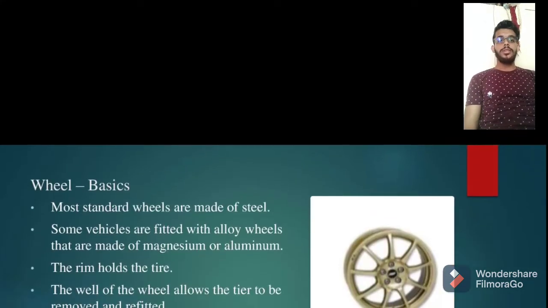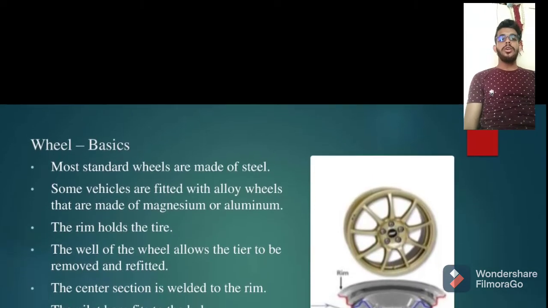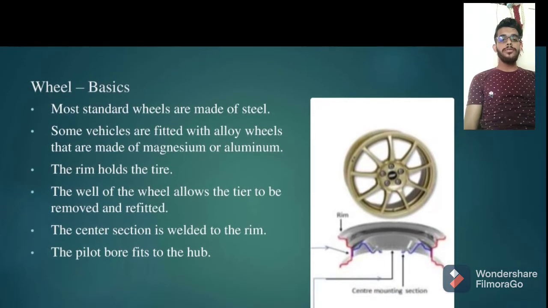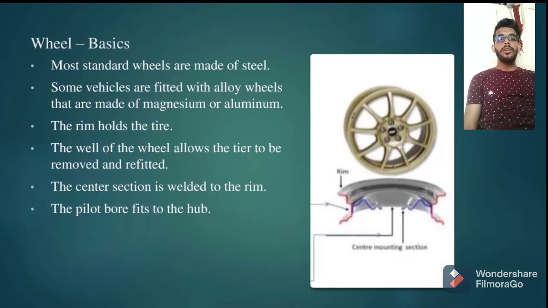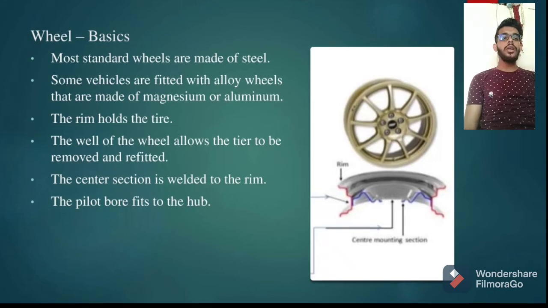Second point is wheel bases. In this, first point is most standard wheels are made of steel. Second point is some vehicles are fitted with alloy wheels that are made of magnesium and aluminium. Third point is the rim holds the tire. Fourth is the well of the wheel allows the tires to be removed and refitted. Fifth point is the center section is welded to the rim. Last point is the pilot bore fits to the hub.